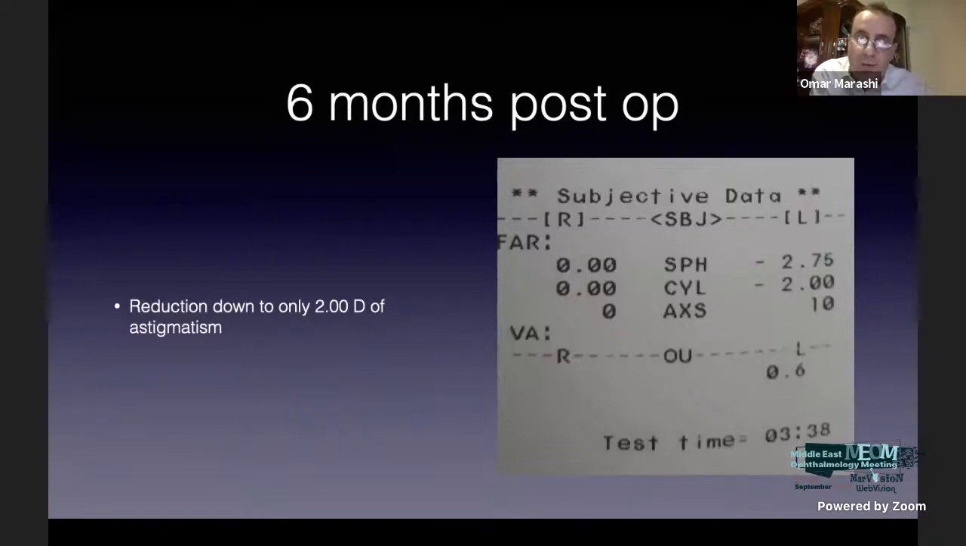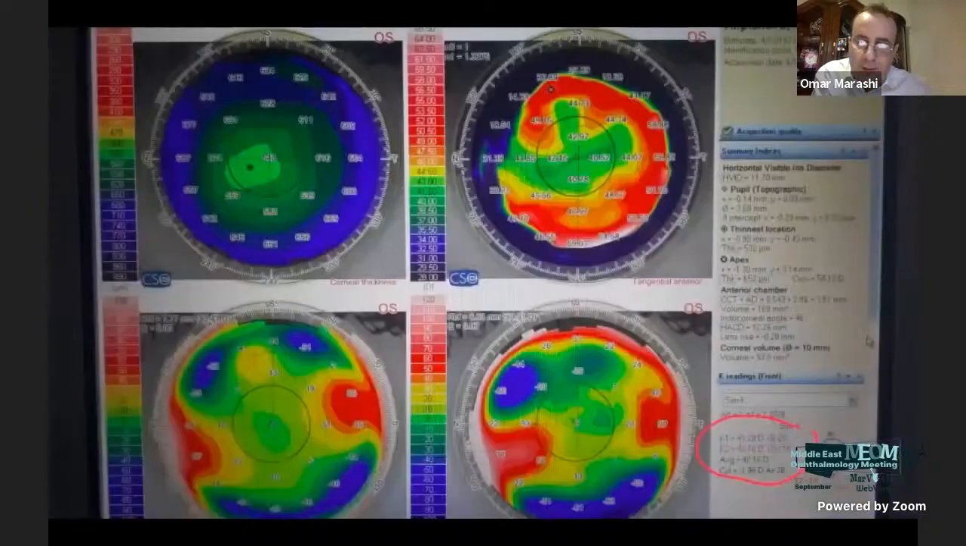He did a very clever thing: he made his Amaris laser machine mark the astigmatism. Instead of marking the astigmatism on the slit lamp, he used the iris fingerprint, and it was a very precise surgery. Now, you can notice here that the cylinder went below 2 diopters of astigmatism. Now the patient can undergo trans-PRK.